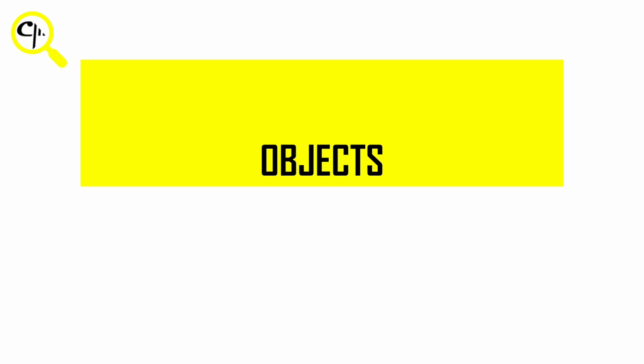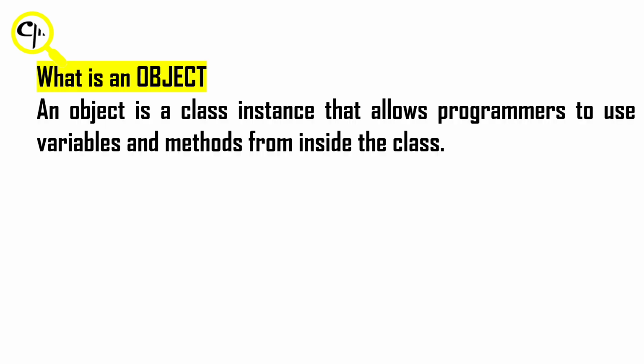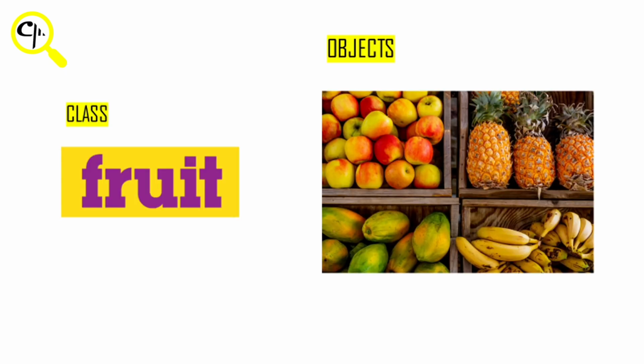Today's topic is about objects, which is our second video in this series. An object is a class instance that allows programmers to use variables and methods from inside the class. So by using these objects, we can access the variables and attributes of one class or another class by creating a main object. By using the object, we can access methods and variables, etc. We will be clear on this by doing the practical.